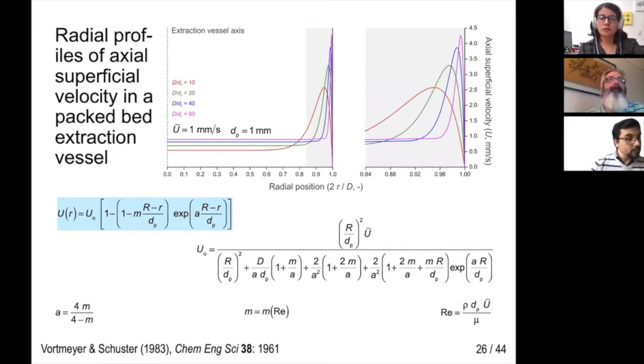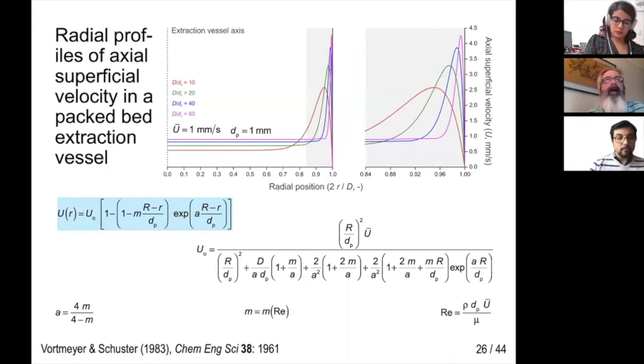We also adopted the radial profiles in superficial velocity in the axial direction proposed by Fortmeyer and Schuster in 1983 that suggest a sharp increase from null next to the vessel wall to a maximum, and then a gradual decrease towards a local minimum in the vessel axis. The velocity profiles also depend on the ratio of bed inner diameter to particle diameter.